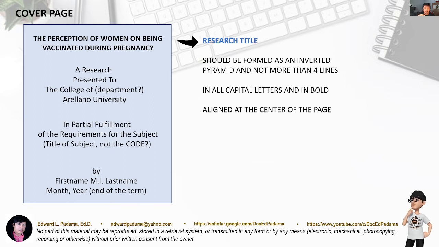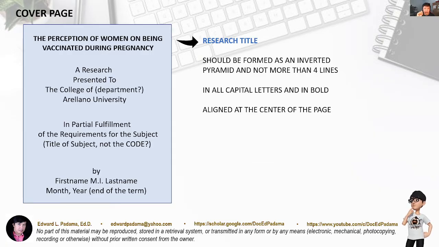And then eventually, if you're using 3 to 4 lines, the lines at the bottom should be shorter than the line on top. Okay? So maximum of 4 lines at least for the research title. And then observe other details, how the research title was typed or encoded. Everything is in capital letters and in bold form.